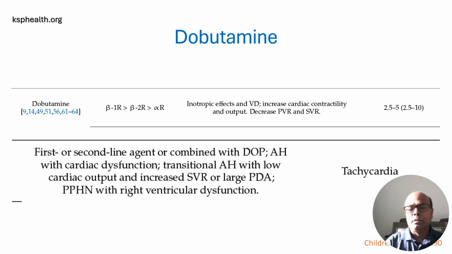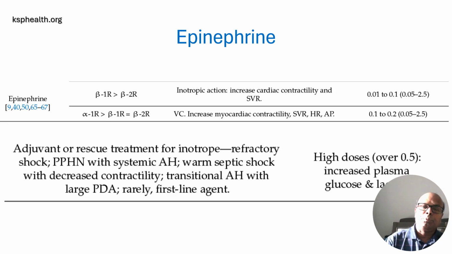The second most common drug used in neonates is dobutamine. Dobutamine predominantly has an effect on beta 1 and beta 2 receptors. The dose used is 2.5 to 10 mcg/kg/min, and it's often used along with dopamine to help cardiac dysfunction. It is also used to reduce systemic vascular resistance, and it helps to reduce pulmonary vascular resistance in patients with pulmonary hypertension and right ventricular dysfunction.